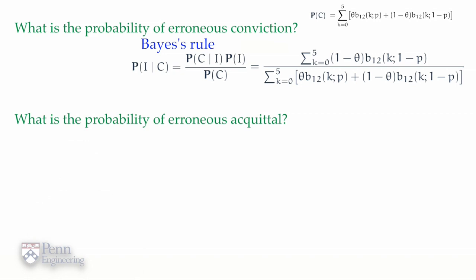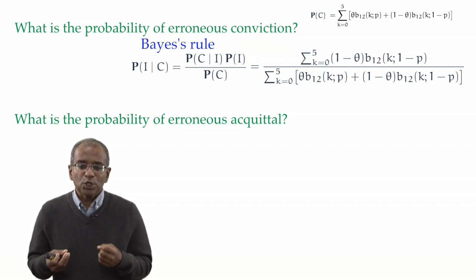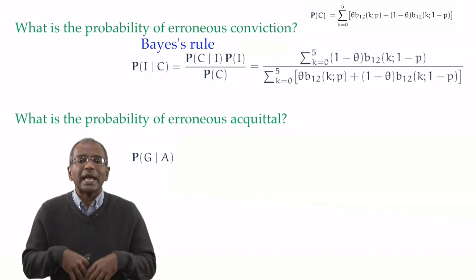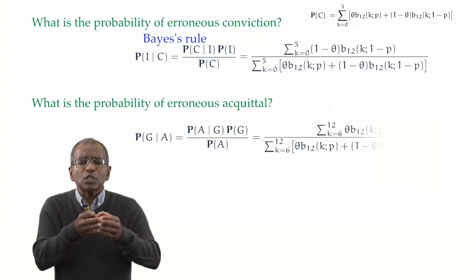So, by an entirely similar process, an erroneous acquittal means that the individual is guilty but has been acquitted. And so we're asking for the probability of guilt conditioned upon acquittal. This is an a posteriori probability, a probability after the fact. And following exactly the same line of argument, we write it through and we find an expression very similar. In fact, it's a mirror image of the expression above.